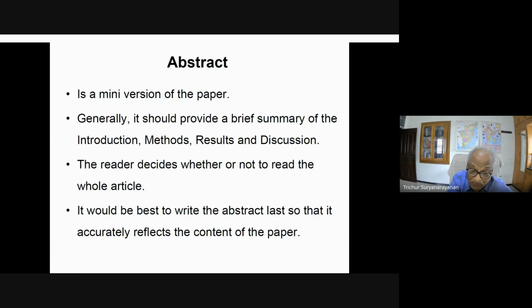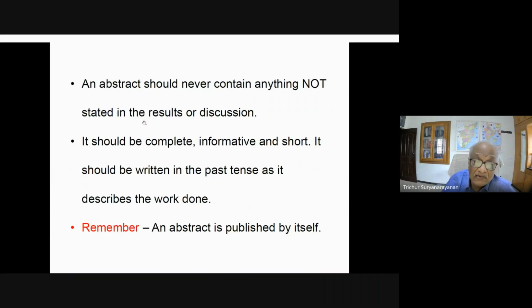That is why it is best to write the abstract at the end, last, after you prepare everything. Because if you have an abstract in mind and you write it, but when you proceed to write the paper, you would realize that the abstract has to be changed. So it is better that once after writing the complete paper, then you write the abstract, so that whatever you have written in the paper is accurately reflected in the abstract. And remember, an abstract should not contain anything which is not stated in the results or discussion.